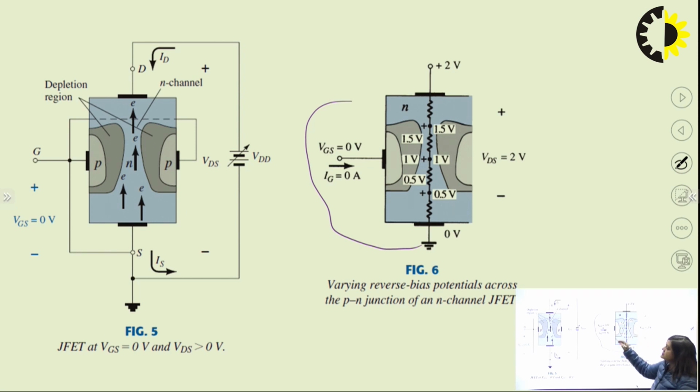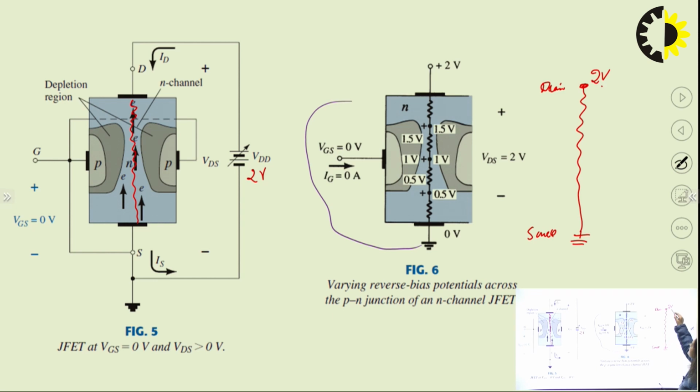We can also understand this by considering the whole channel as a resistance. This channel is like a resistance, as we can see here, and we have connected the VDS, like this 2 volt supply here, and we can take the whole channel as a resistance. So this part is connected with 2 volt, and this part is grounded. This part is near the drain, and this part is near the source, and my current is flowing in this direction.